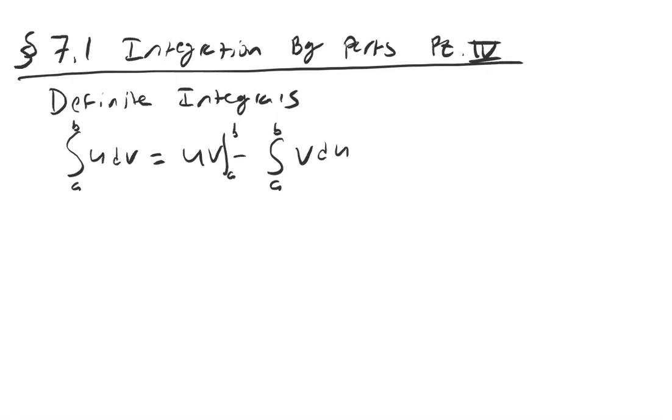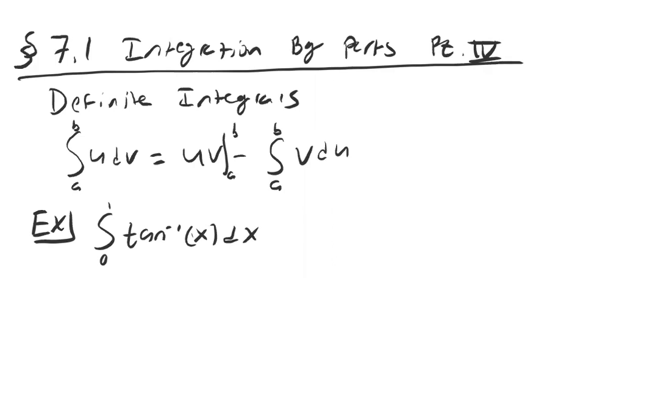I just evaluate it now. This integral here has bounds. So we can do a quick example, not so quick, but we'll do an example where I do a definite integral. So we're going to do the integral from 0 to 1 of the arctangent of x dx.